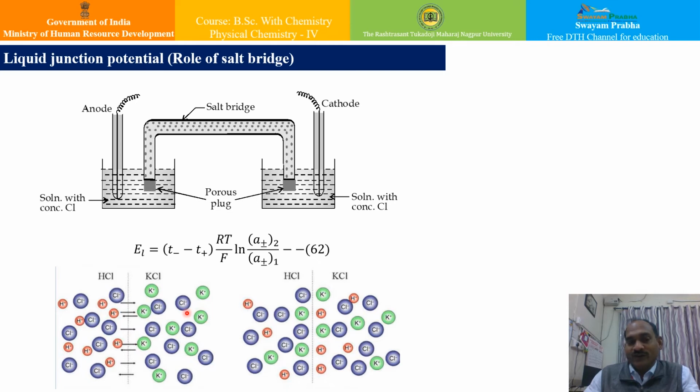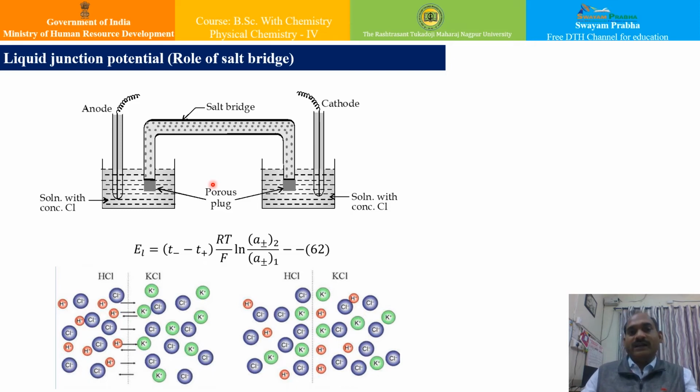So what is a salt bridge? The salt bridge, which is shown over here, is a good idea to eliminate the development of the liquid junction potential. In order to eliminate this particular liquid junction potential, a salt bridge of this type is usually used. A salt bridge is usually a glass U-tube which contains a saturated solution of KCl or ammonium nitrate or potassium nitrate, depending on what kind of solution you have in your cell.